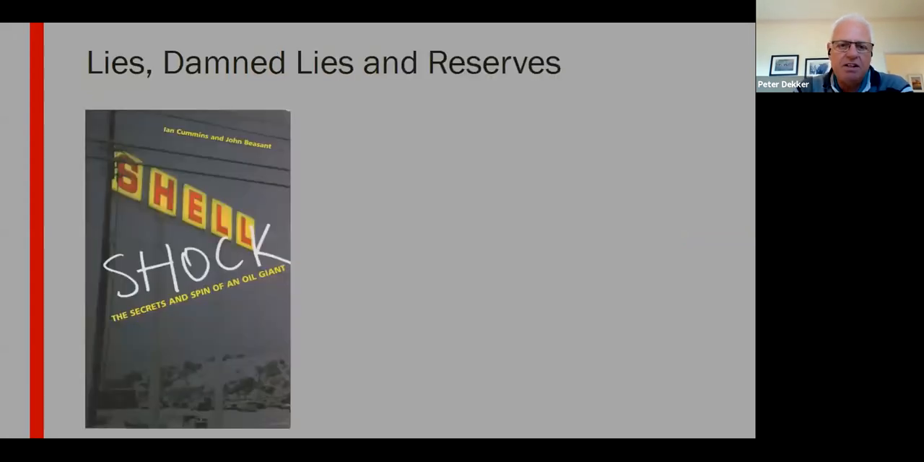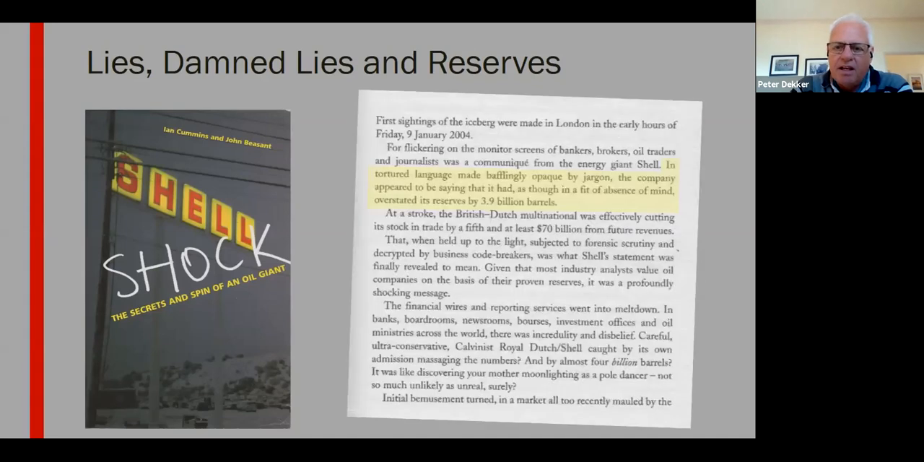But first, to set the scene: Lies, Damn Lies and Reserves. That is a book written in 2005-6, I think, by Ian Cummings. It's about the Shell shock, the secret and spin of an oil giant. On the first page, you can read it already. The first sighting of an iceberg was made in London in the early hours of Friday, 9th of January 2004. And then, in a tortured language made baffling opaque by jargon, the company appeared to be saying that it had, as though in a fit of absence of mind, overstated its reserves by nearly 4 billion barrels, 3.9 billion barrels.